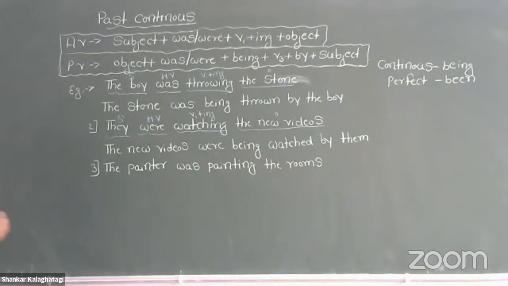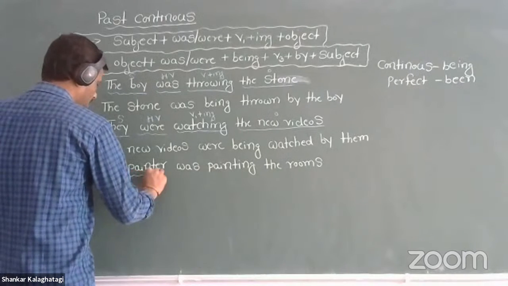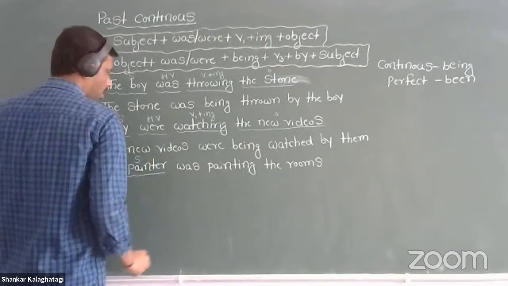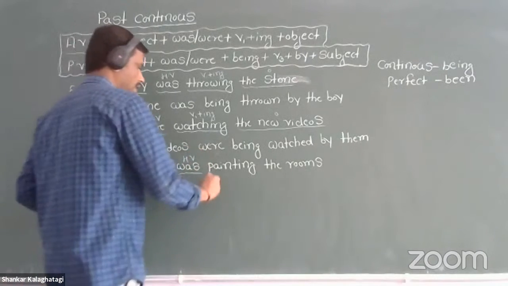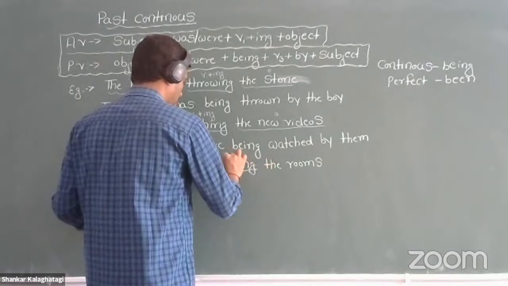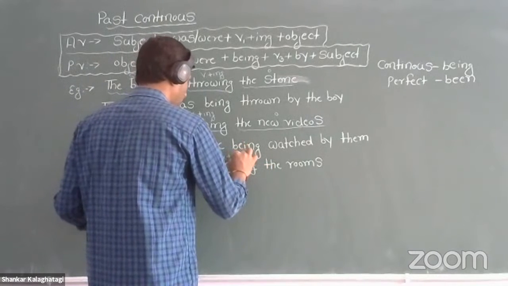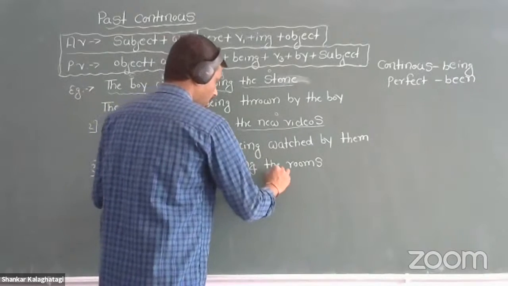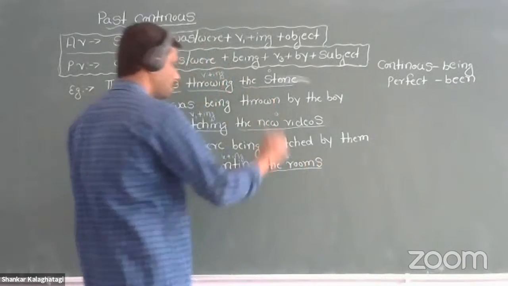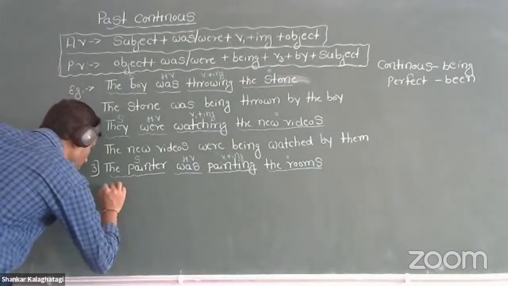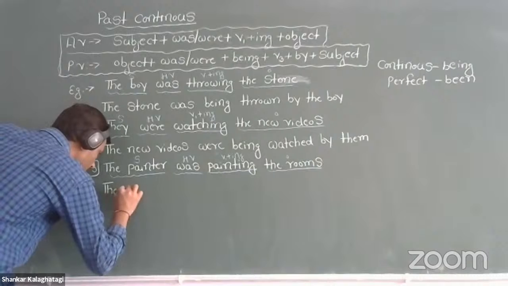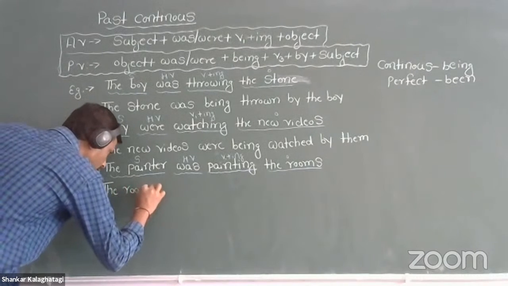Simple thing is there. Now the painter is our subject. He is the doer. Next, the helping verb is was. Painting is what we are having in the sentence, the main verb, which is in the form of V1 plus ing. The rooms is our object. Now what do we have to write? First, write the object first, that is the rooms. So write it, the rooms.